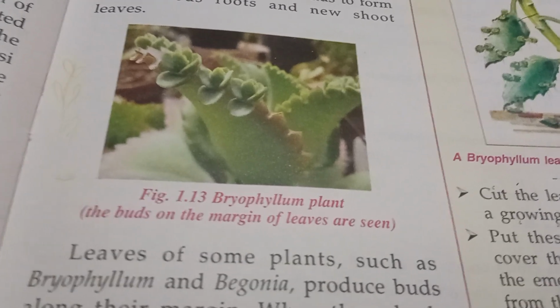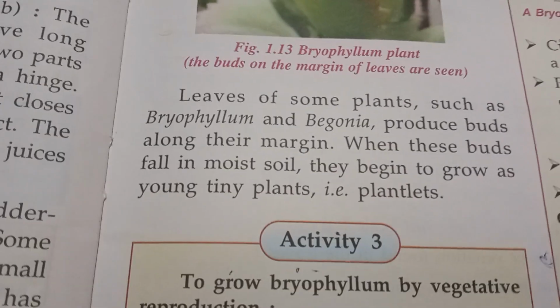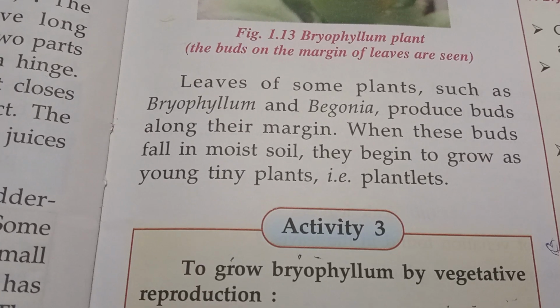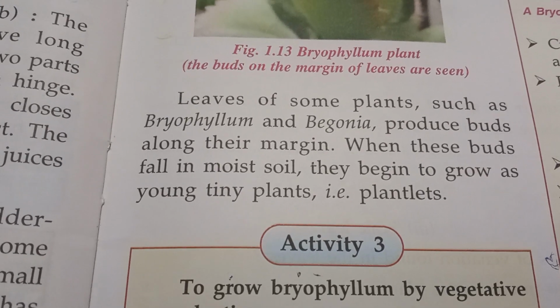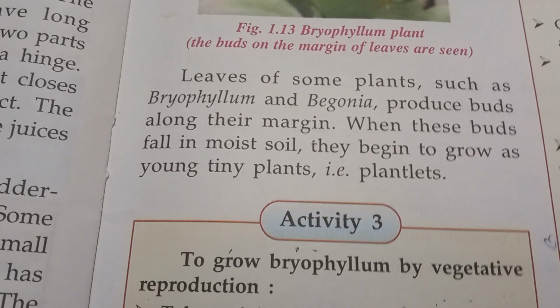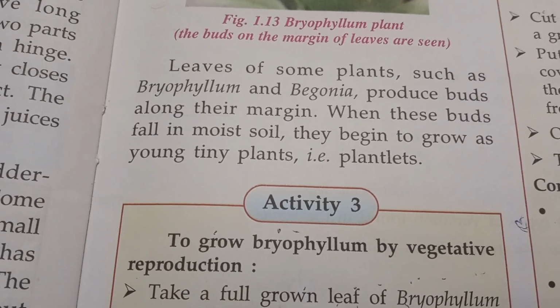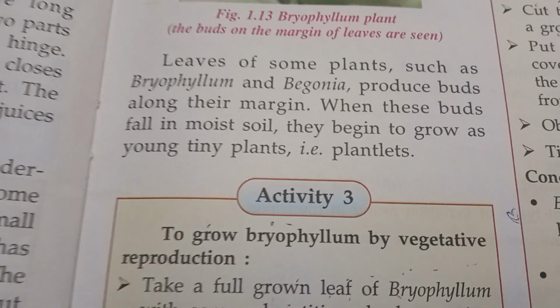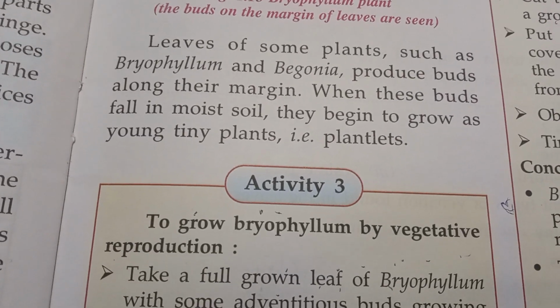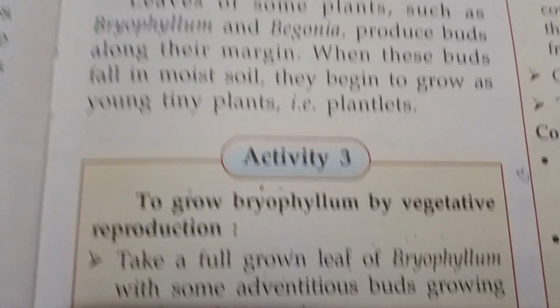An example is Bryophyllum. Some of the plants, such as Bryophyllum and begonia, produce buds along their margin. When these buds fall in moist soil, they begin to grow as young tiny plants or plantlets. Then there is an activity, which tells us what the Bryophyllum plant is and what adventitious buds are.